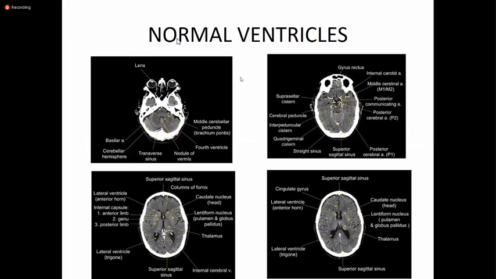Okay, so on the CT scan, normal CT scan, you will see the ventricles like this: pointed frontal horn, slit-like third ventricle, occipital horns.